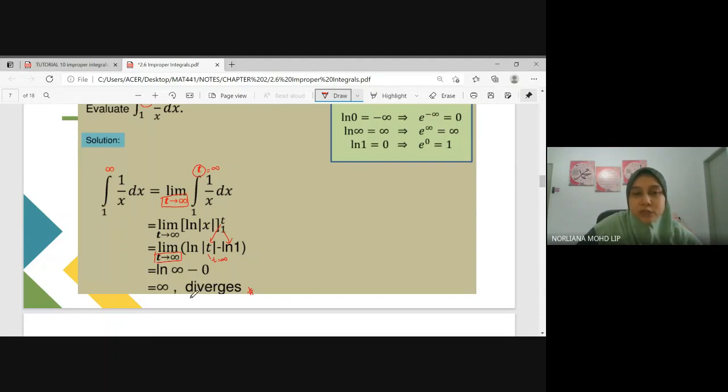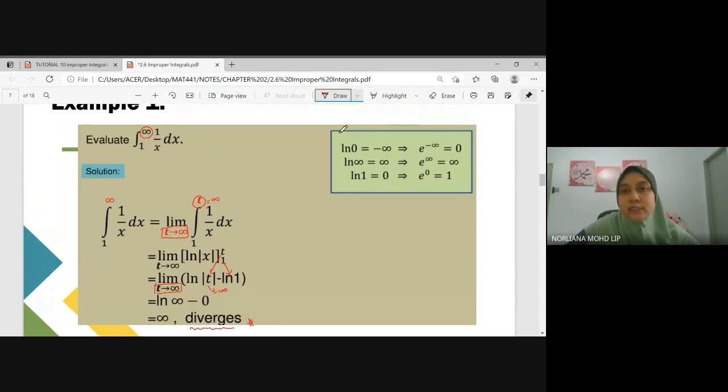Yes, you must write the conclusion, diverge. If the solution is infinity, so diverge. If the solution is a real number, so converge. So we look at these tips. You need to know these tips.